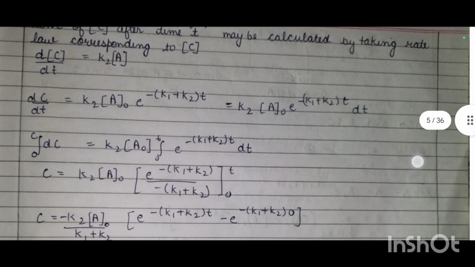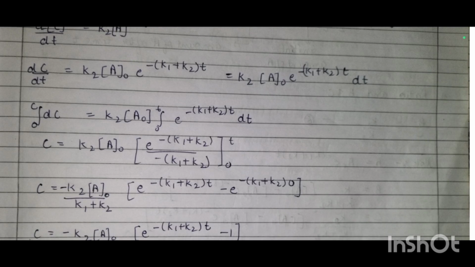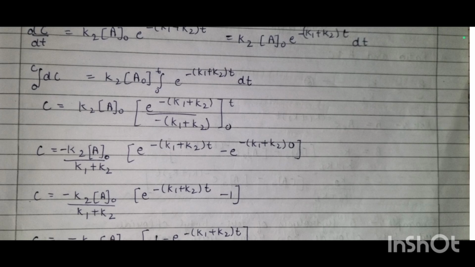Integrating dC from 0 to C gives K2 A0 times the integral of e^(-(K1+K2)t) dt from 0 to t. Concentration of C is equal to K2 A0 e^(-(K1+K2)t) divided by -(K1+K2), evaluated from 0 to t.